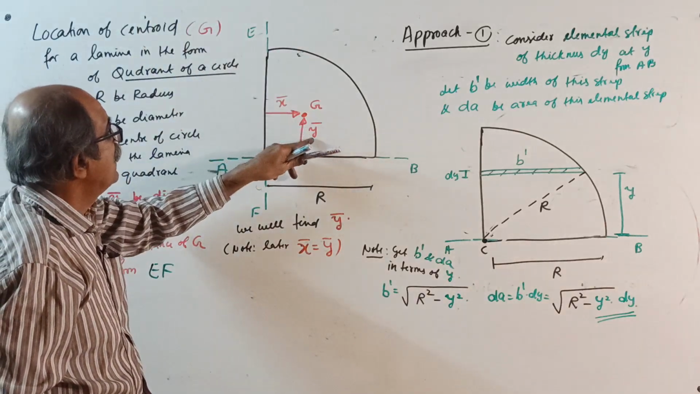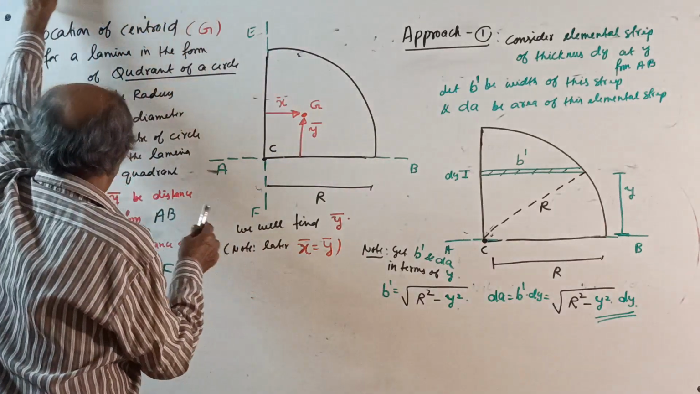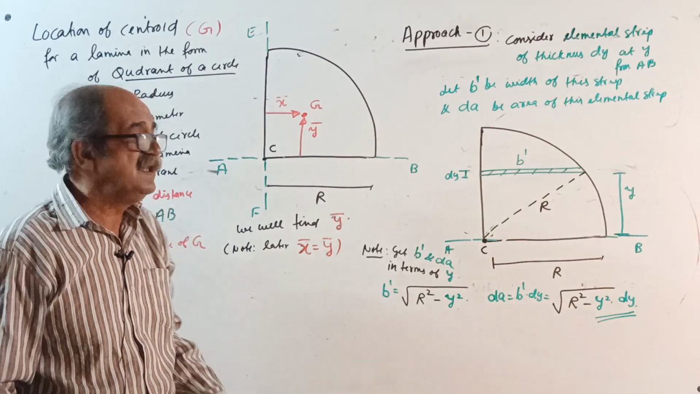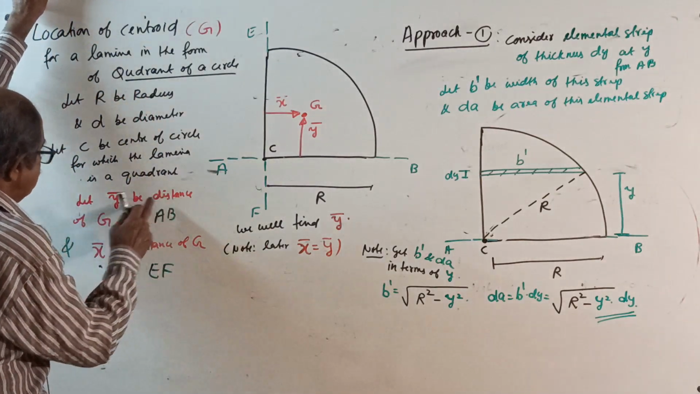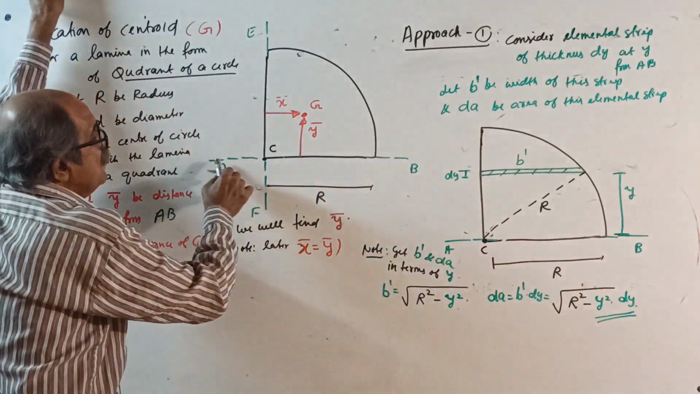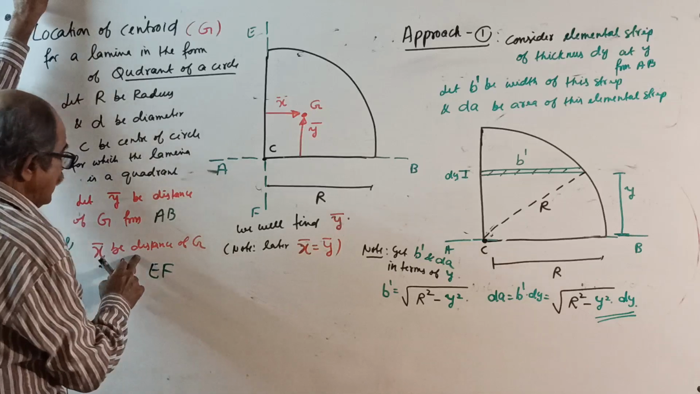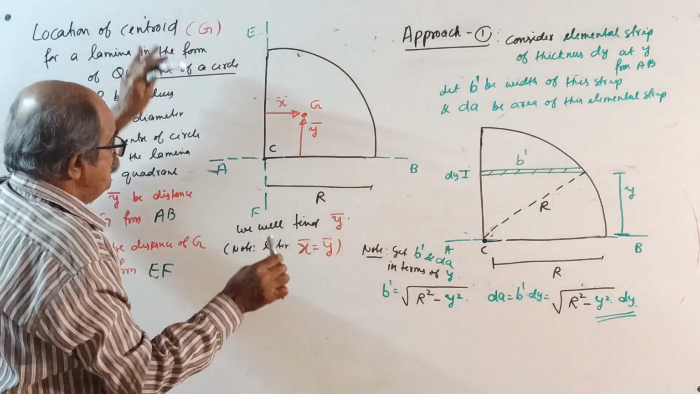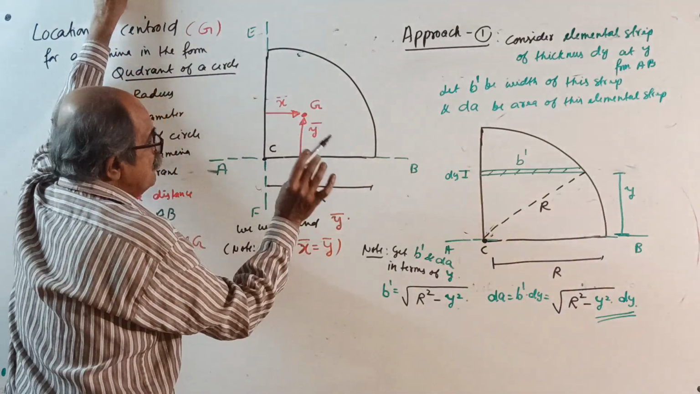So, of course, your y bar and x bar are both the same. All of this I explained in the previous class. Let y bar be the distance of G from reference line AB, see green color, and x bar be the distance of G from EF. We don't waste time. Let us find y bar, one of them.